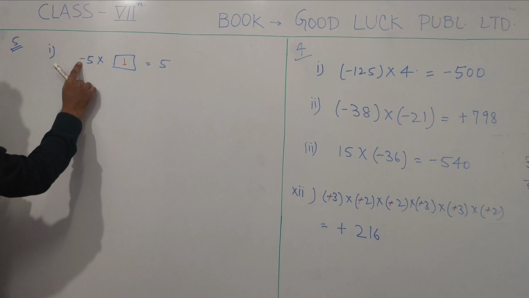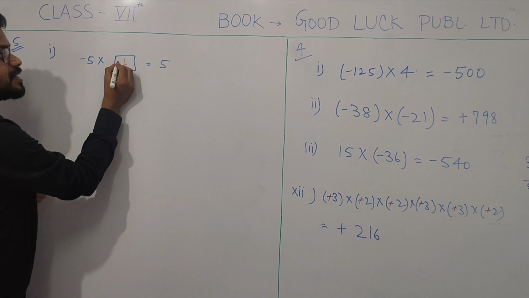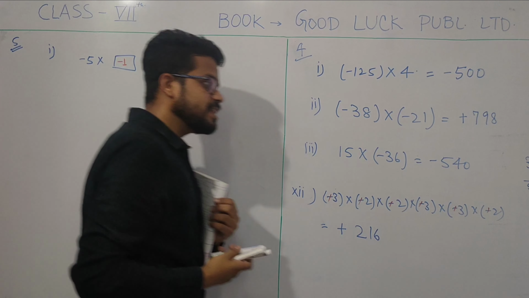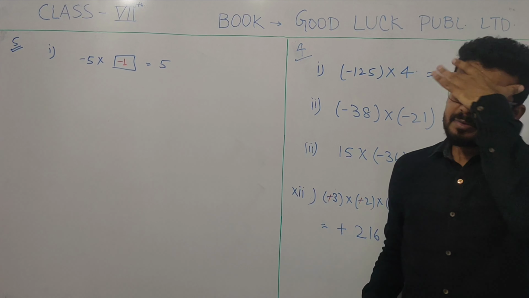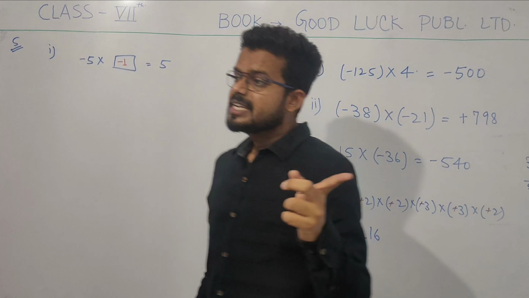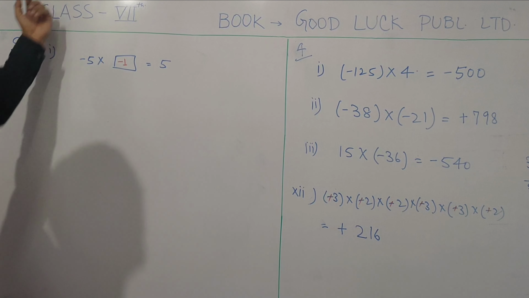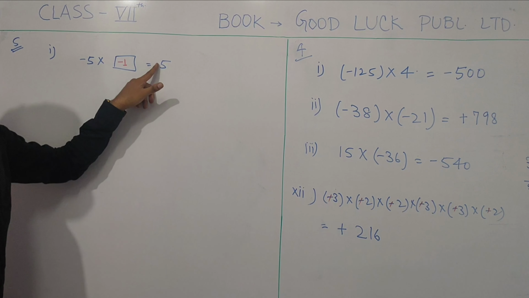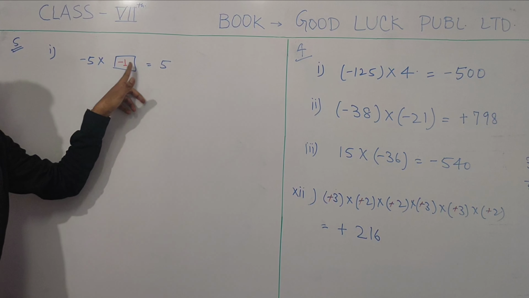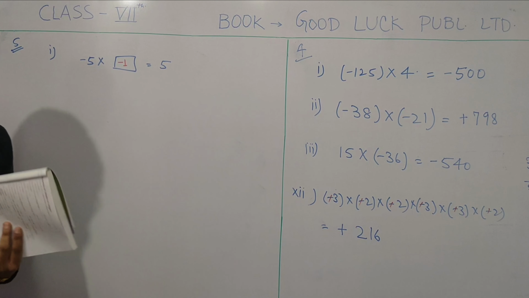Now here this is minus and this is plus. So what sign do I put here? Minus, because whatever the number, if multiplied by minus 1, its sign will change. Its sign will become opposite. So here this is minus and here this is plus. So I simply multiplied this number with minus 1 and we get 5.